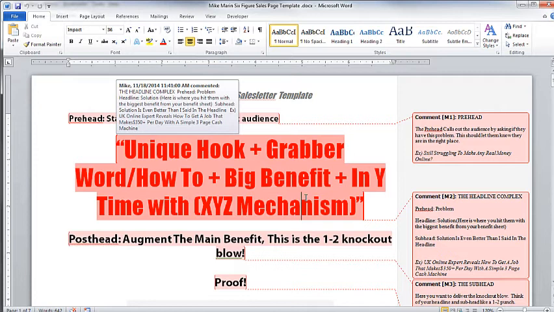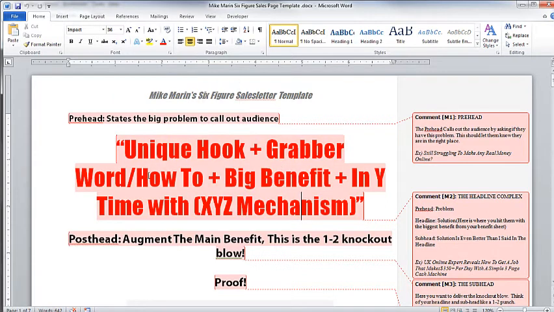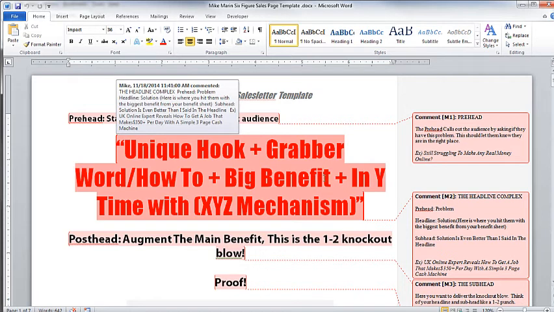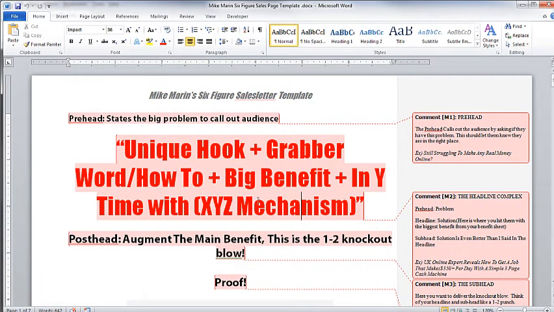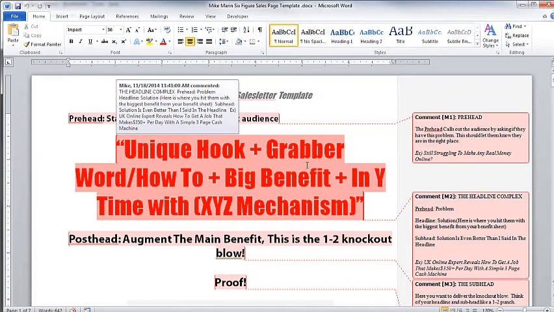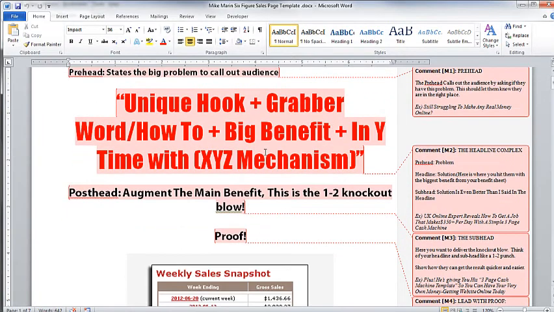Like in Alex's, I wrote: UK online expert reveals, grabber word, how to make $350 per day, big benefit, with a simple 3-page cash machine. The mechanism is a simple 3-page cash machine. One of the students, Brad Scott, his was ex-professional skier reveals, I'm trying to remember it off the top of my head, reveals his Video Profits Pro system for creating $100 paydays in 20 minutes a day. It was something like that. But anyway, that's the headline.